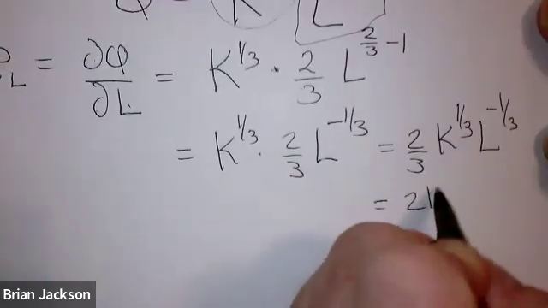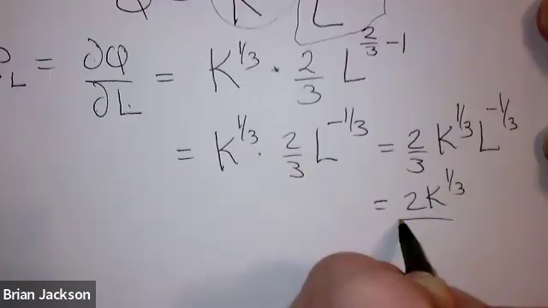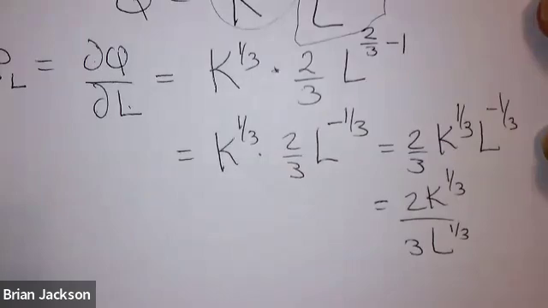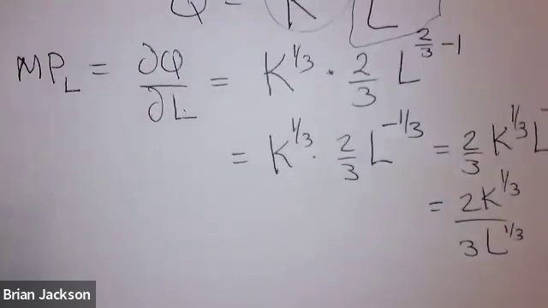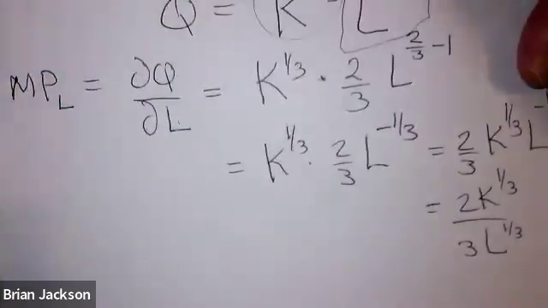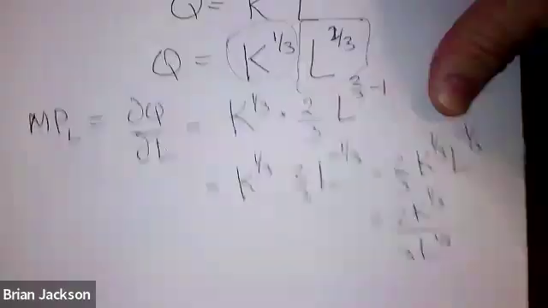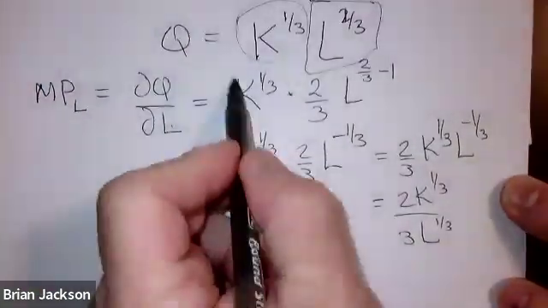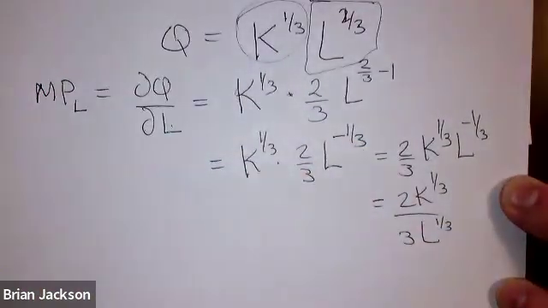You could also write this as 2K to the 1/3 over 3L to the 1/3. With the negative exponent, you can bring it across the fraction bar and change the sign. I hope this makes sense here. Let me see if I can back this off just a little bit so you can see the whole thing. But we acquired the derivative right here, really. And this is what I want you to be able to do.